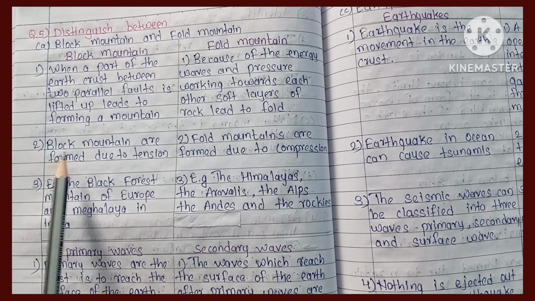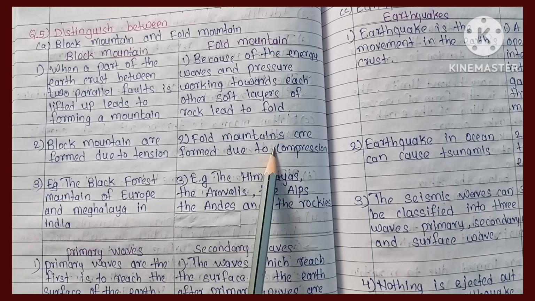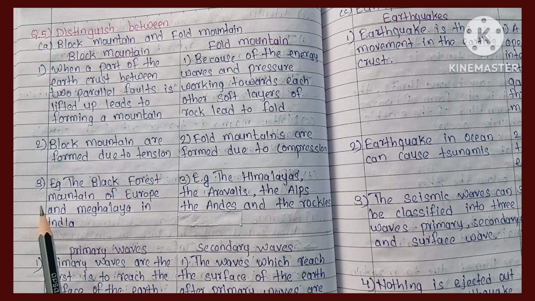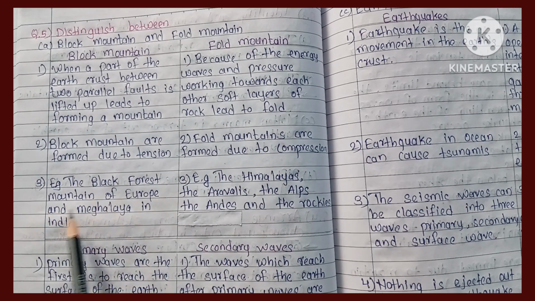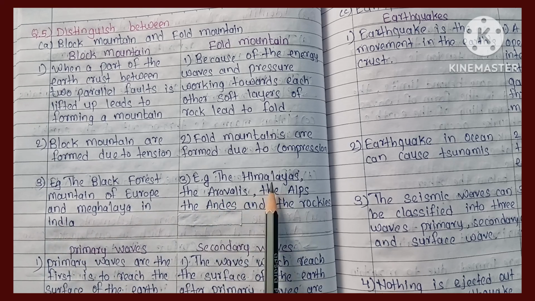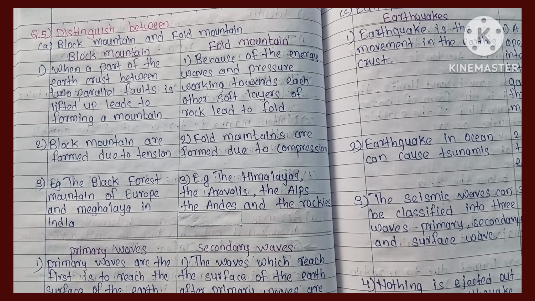Second point, block mountains are formed due to tension. Fold mountains are formed due to compression. Third point, examples: the Black Forest mountains of Europe and Meghalaya in India are block mountains. Examples of fold mountains are the Himalayas, the Aravallis, the Alps, the Andes and the Rockies.